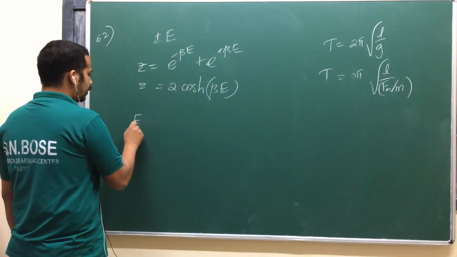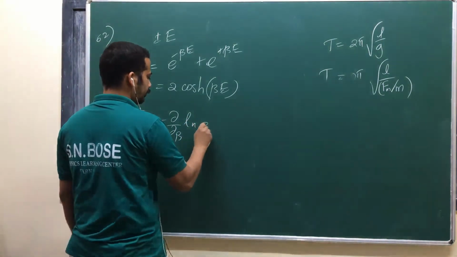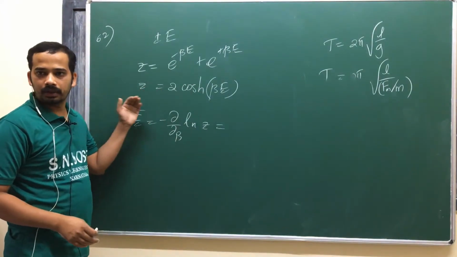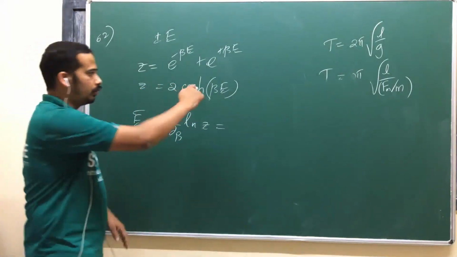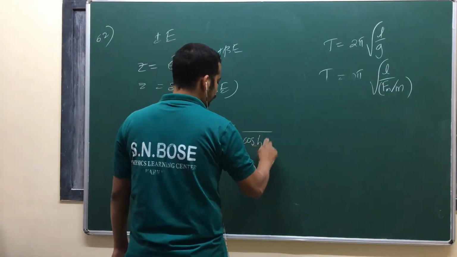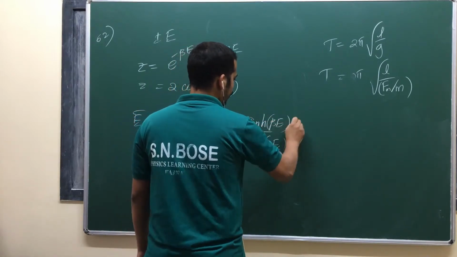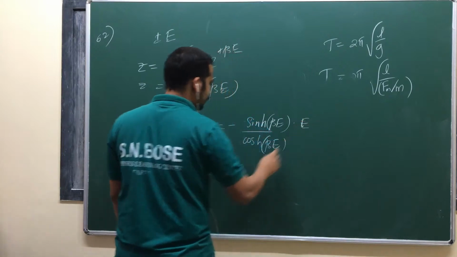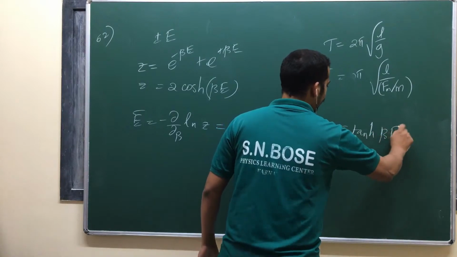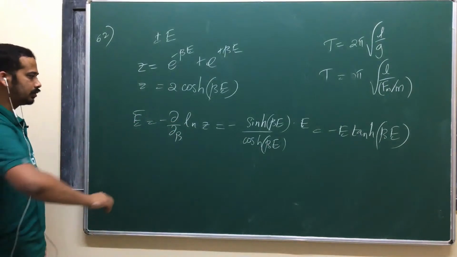Then the average energy is equal to minus dou by dou beta of log Z. When you apply log of Z, you get log 2 plus log cosh; only the log cosh you need to take care of. Minus sinh beta E over cosh beta E, into the derivative with respect to beta, which is E. That's nothing but minus E tanh beta E. If you have studied that paramagnetism problem well, you can write this step directly. So what is next?